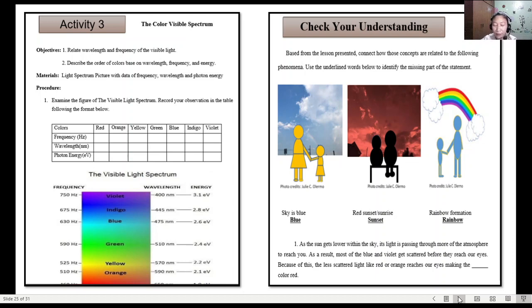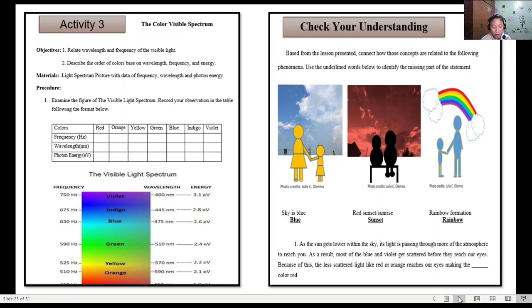Ayan. Check your understanding. Based from the lesson presented a while ago, connect how these concepts are related to the following phenomena. So, ito na yung application, no? Lagi natin tinatanong why sky is blue, why sunset is red or sunrise, and how rainbows are formed. So, pipili lang kayo dito. May tatlong statements dito, and then may missing part. So, ilalagay nyo if it's blue, sunset, or rainbow. Andyan din yung explanation why sky is blue, why red, sunset or sunrise, rainbow formation.